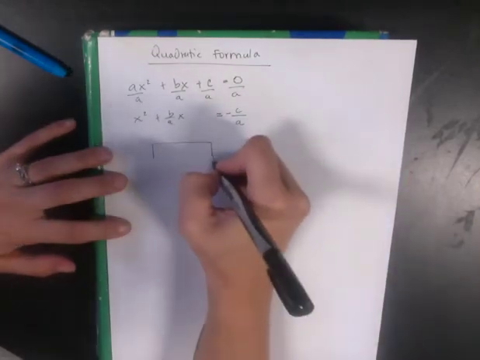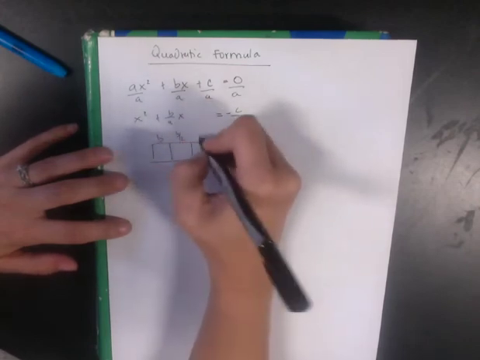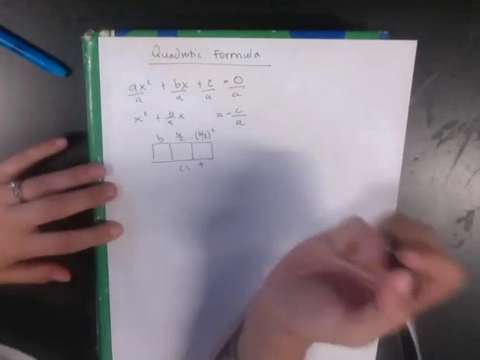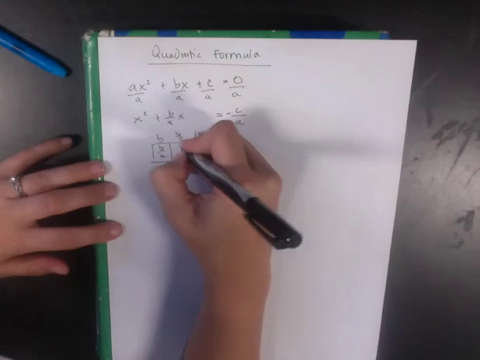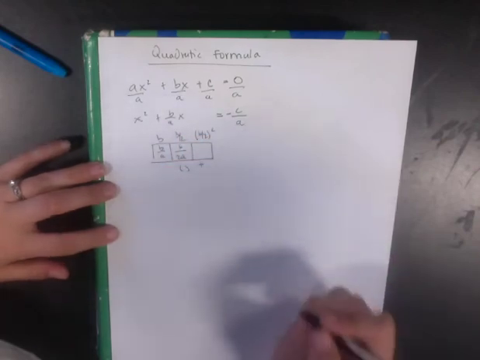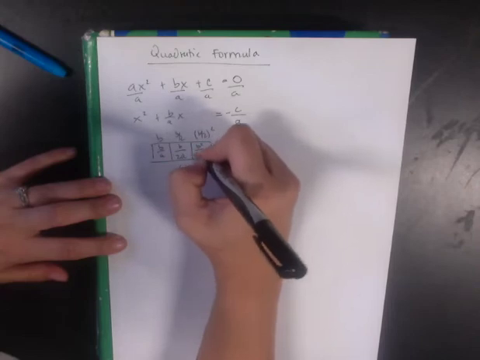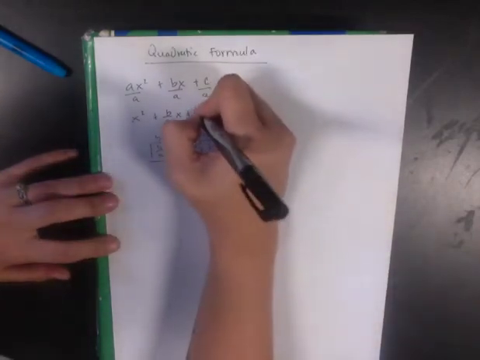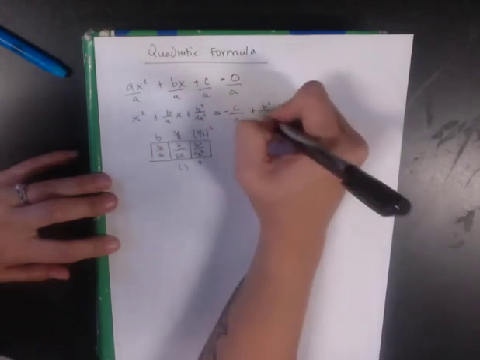Now I have my boxes. b over 2, b over 2 squared, parentheses, plus. My b term is b over a. If I divide that by 2, I have b over 2a. And if I squared that, I have b squared over 4a squared. I'm going to add b squared over 4a squared to both sides.